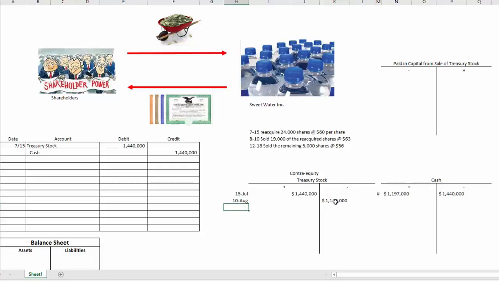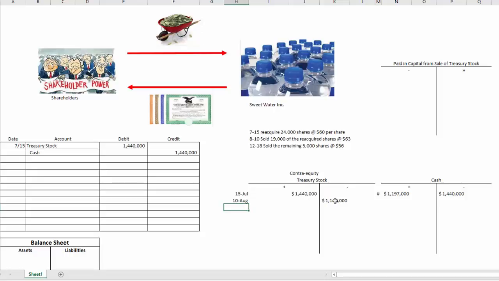So August 10th, we pull out $1.14 million, which now causes a problem for us because debits, assets went up, cash went up, we got cash, don't equal credits. Equity went up, we sold some of the stock back. At this point in time, we're not issuing new stock, there's no common stock account that's involved, we're just taking it out of the treasure chest.